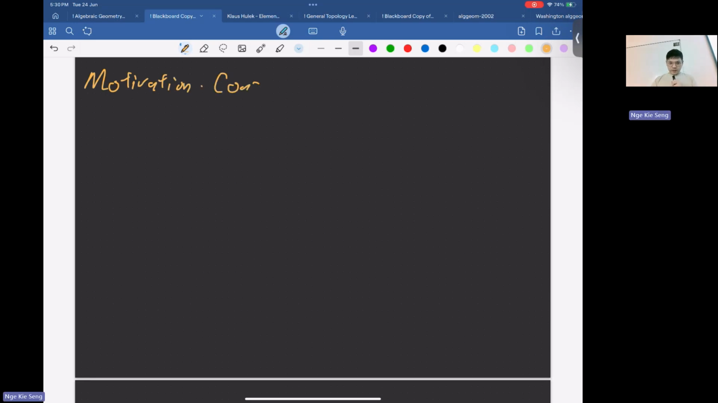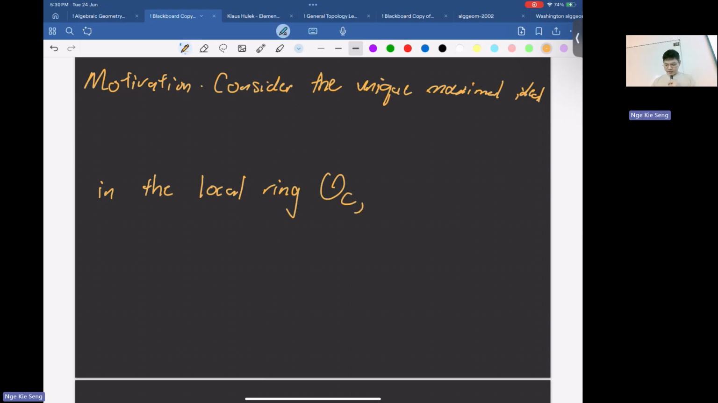So let's consider this unique maximal ideal here. I mentioned a unique maximal ideal, right? So this should be something living in a local ring. We want to look at it inside this local ring here. So we fix our variety C already, and let's fix a point P as well. So this unique maximal ideal M_P is just the set of regular functions g in O_P such that g(P) is 0.